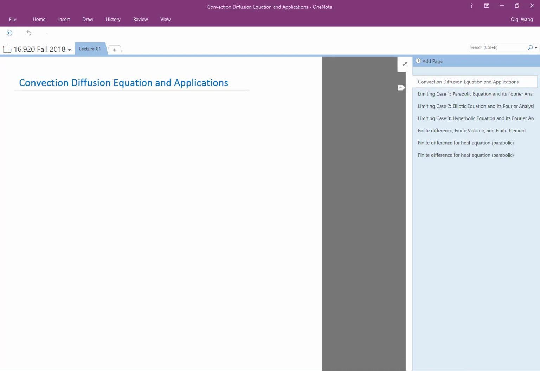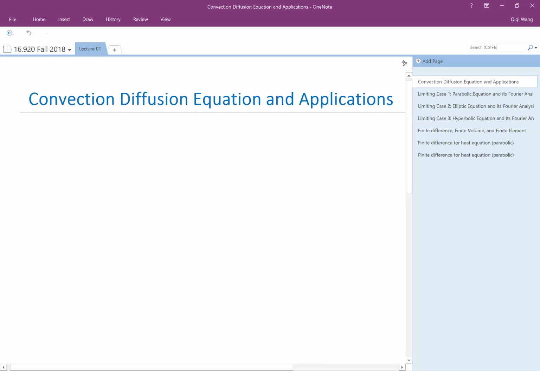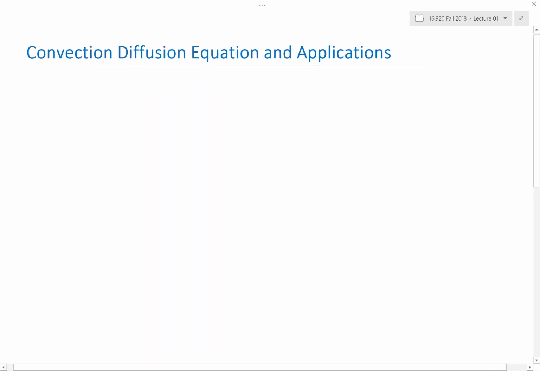So a lot of, especially in the beginning of this class, we are going to be using one particular equation for a lot of the discussion of our numerical techniques. That's called the convection diffusion equation. If you write it down, let me call W, a function of x and t, the solution.